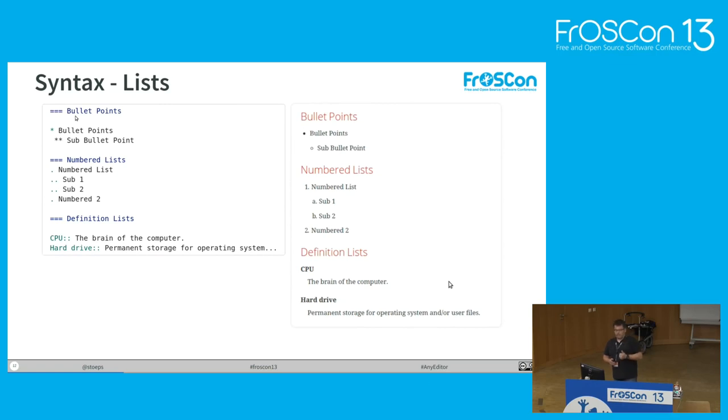I often use lists. So bullet points or numbered lists: just start them with a star for unnumbered lists, or a dot for numbered lists. I can just use two or three of them, and I get them indented. And the last of the list types is a definition list. So just say a word, then the explanation, and in HTML it renders the way we see here in the screenshot.